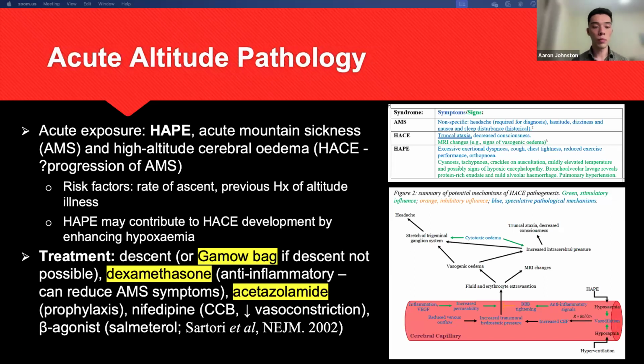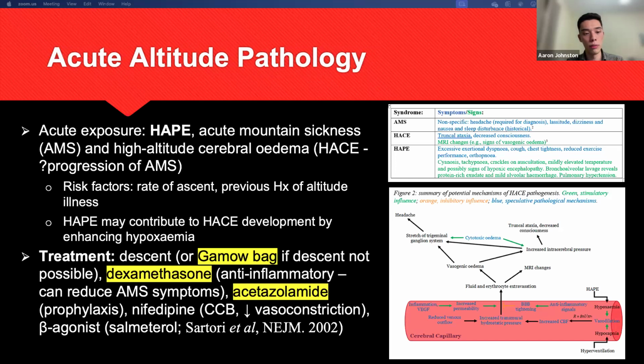So pathology then, we've got pulmonary edema, acute mountain sickness, and cerebral edema. There's a diagram from one of my third-year essays on the right, which summarizes what I thought were important mechanisms in high-altitude cerebral edema. The treatment for most of these conditions involves descent. If descent isn't possible, a Gamow bag can be useful. This can help boost barometric pressure and therefore help increase oxygen delivery into the lungs. Dexamethasone, which you might be familiar with for its use in treating COVID, is a broad spectrum anti-inflammatory and can help reduce AMS symptoms.